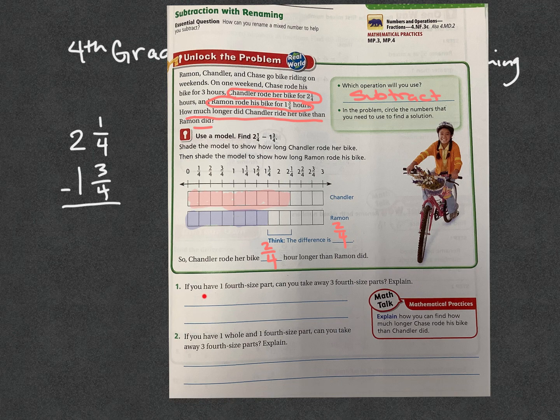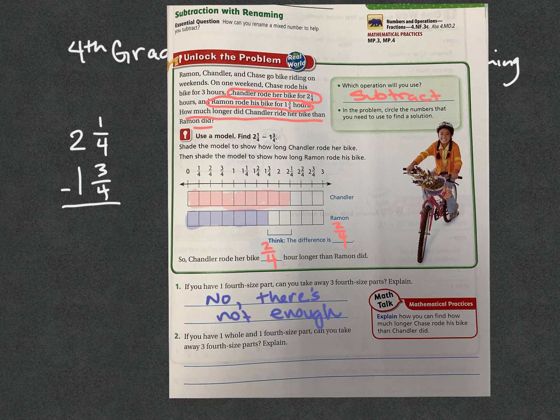This question here says, if we weren't going to draw it, if we were going to calculate it, this is what it would have looked like. But if you have 1/4 size part, can you take away 3/4 size parts? Think about regular subtraction. If I have $1, can you take 3 away from me? No, right? So if you have 1/4 part, somebody can't take 3/4 part away.